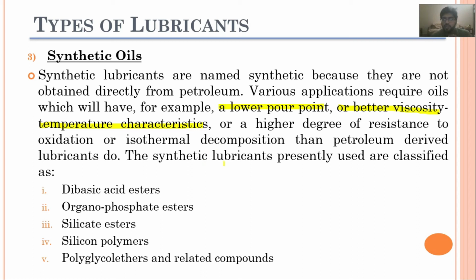So all of these properties are being achieved synthetically, and the synthetic lubricants which are generally used nowadays are dibasic acid esters, organophosphate esters, silicate esters, silicon polymers, polyglycol ether, and some other related components.